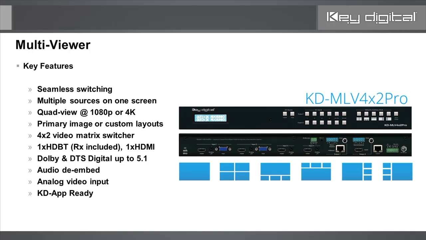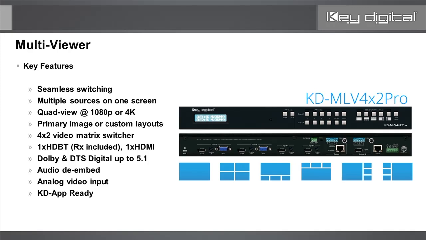So this processor overall allows you to have multiple sources on one screen. You could have it in quad view with 4 equally sized images at 1080p or 4K, or you could have what we call multi-view, where you have special sizing. We'll get into that. One of the outputs is on HDMI, the other is on HD-base-T, and that receive unit is included. And as you see, there is audio de-embedding.